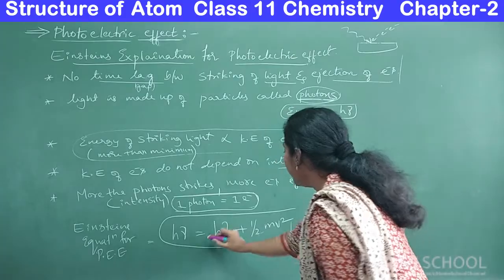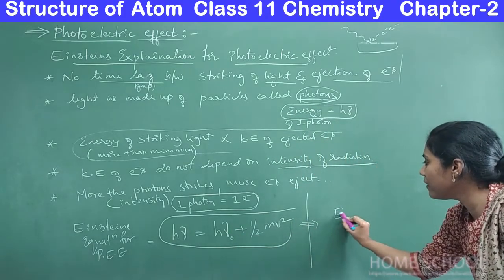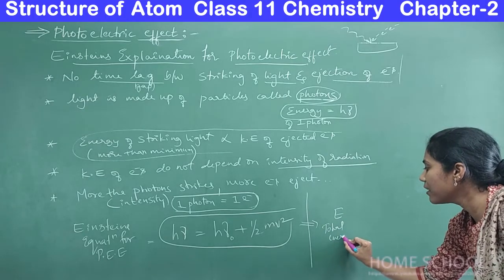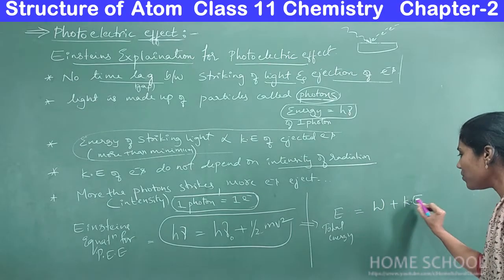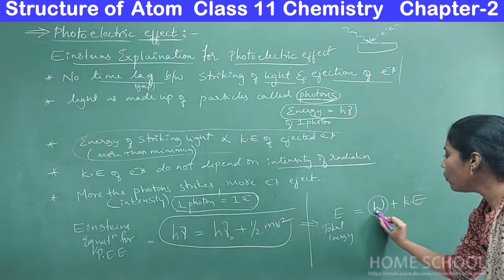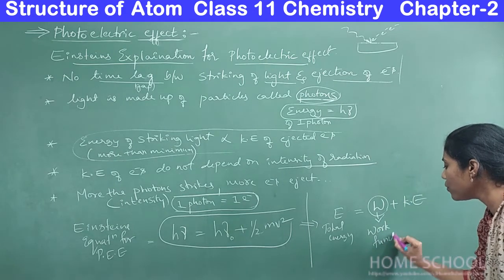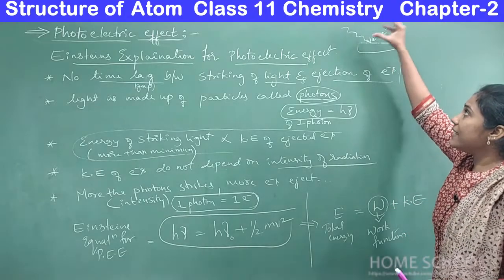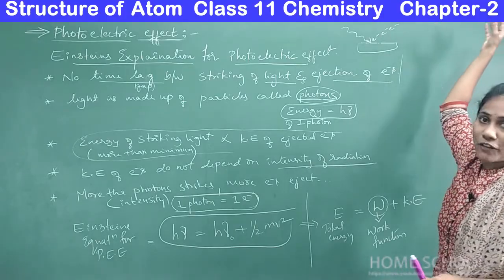Actually this equation I can also write this way: E is equal to W plus kinetic energy. E means total energy. This is a simple way of telling, the other is the elaborate way. What is W? Work function. Work function is nothing but the energy that is necessary to observe the photoelectric effect, to observe the ejection of electrons.